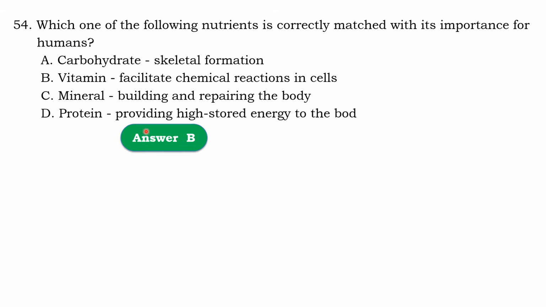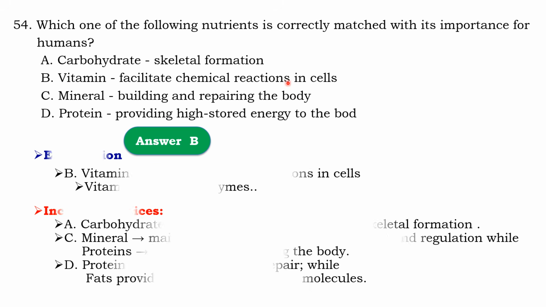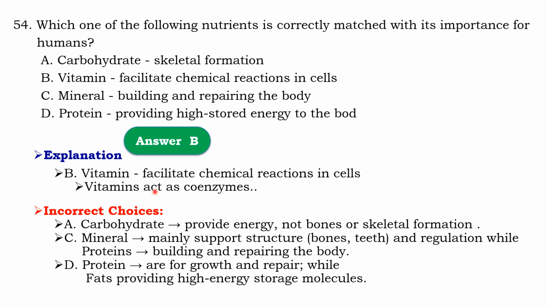So the answer should be B, vitamin facilitates chemical reaction in the cells. Vitamins act as coenzymes, so they facilitate chemical reactions in the cell. Looking at the other choices, option A, carbohydrate provides energy, not bone and skeletal formation. Option C, minerals mainly support bones, teeth and regulation, while protein builds and repairs the body, so building and repairing the body is not a function of minerals. Option D, proteins are for growth and repair, while fat provides high stored energy. So the answer should be B.